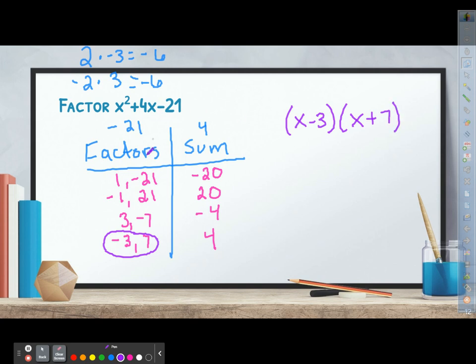Now, notice, see how I said your bigger number would be positive? Look at 3 and 7. See how my bigger number is positive? 7's the bigger number, and it's positive.